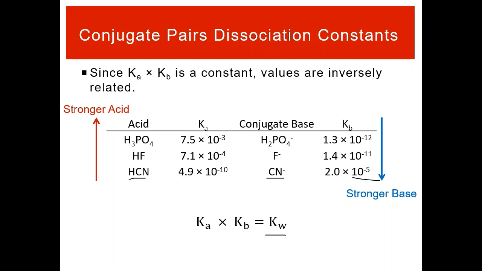So for a conjugate pair, the stronger one side of the conjugate is, the weaker the other one has to be. So they're going to be kind of opposites. If one is really relatively strong, then the other one has to be relatively weaker.